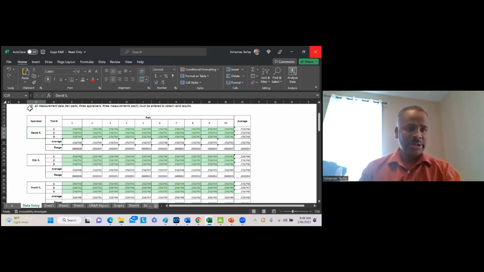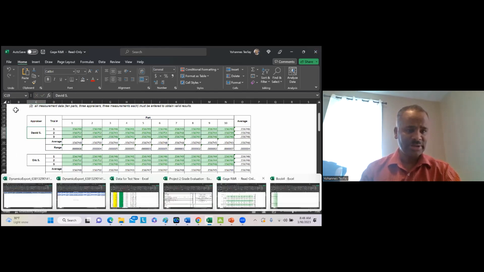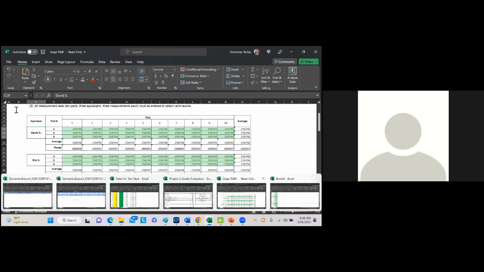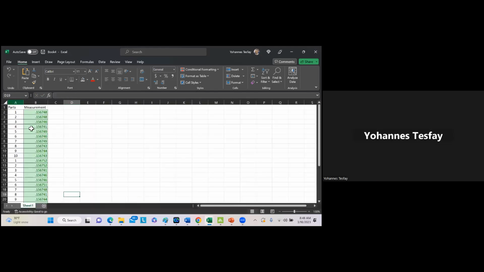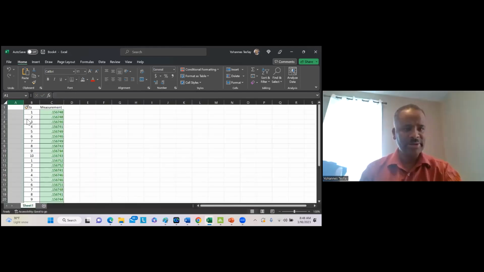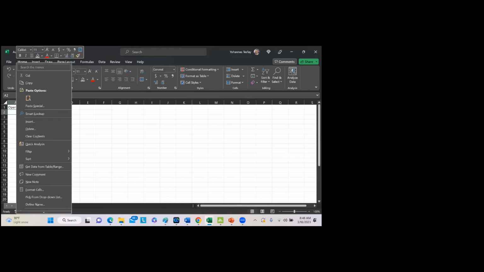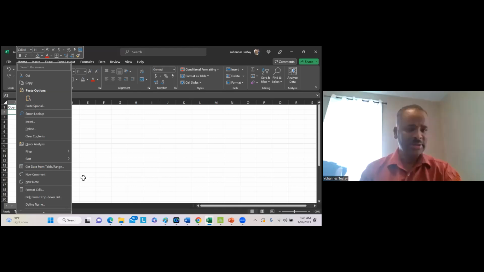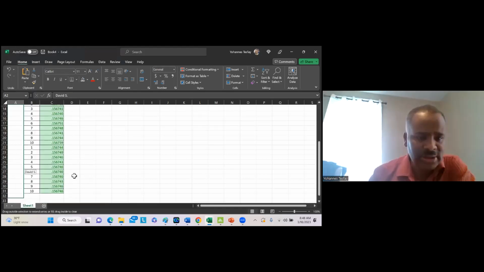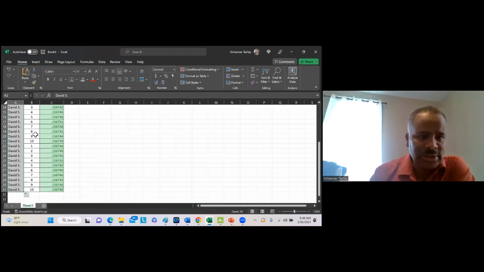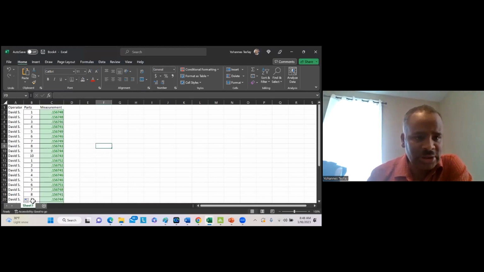Who did this measurement? Insert operator. Who is the operator? David. So drag it down, just like that. So I just finished the first measurement.